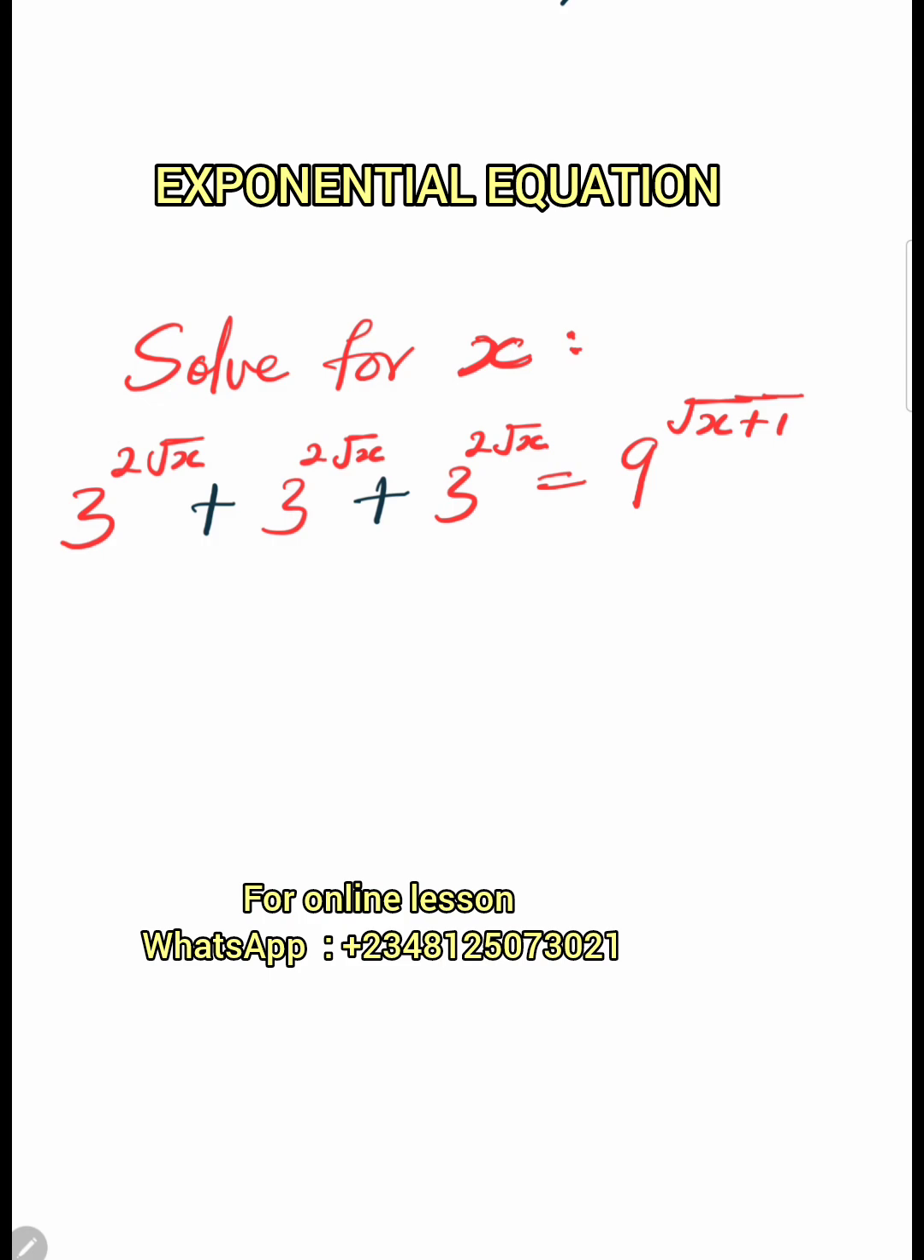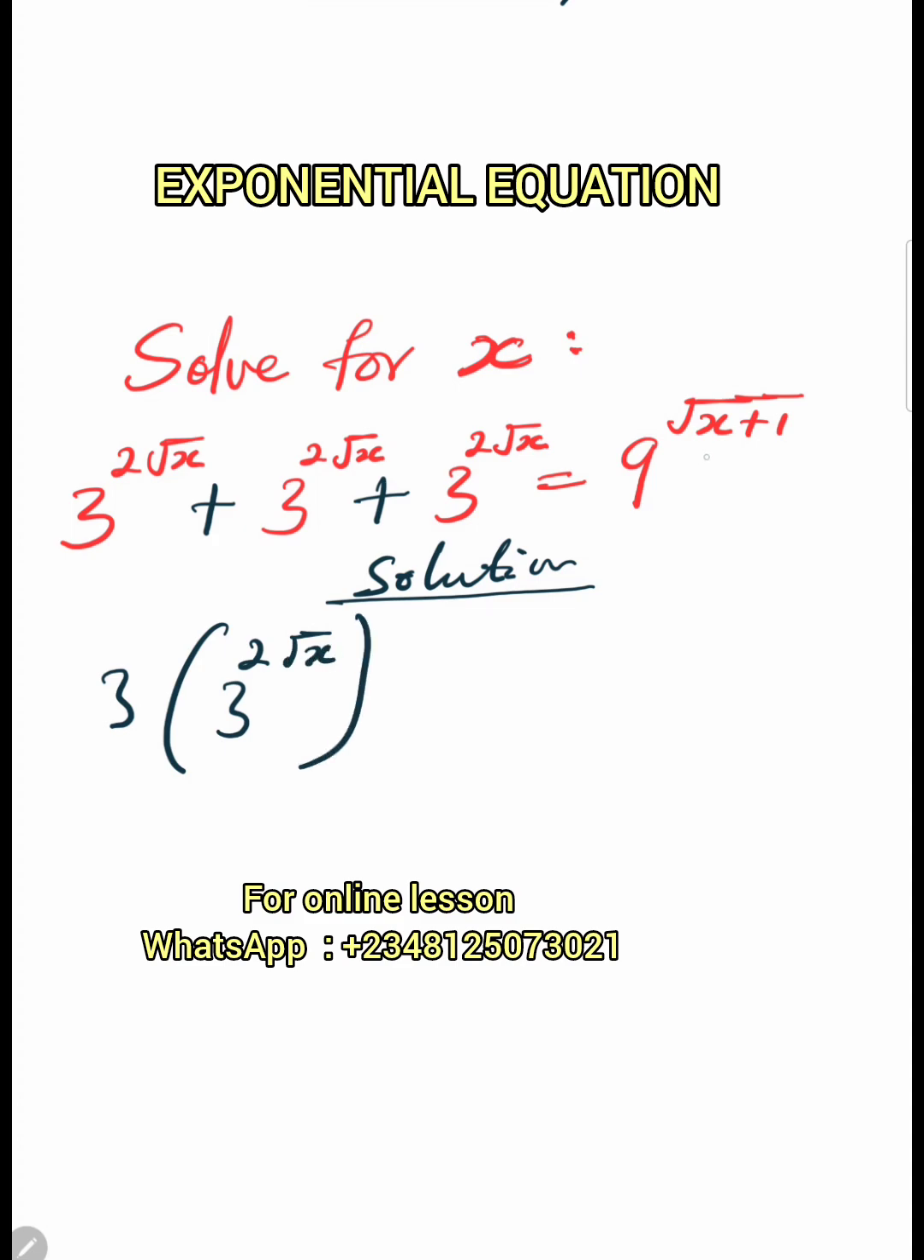Now, since we are having the same base, base 3 here, and the exponent is the same, it makes the job very easy for us. You can either use a substitution or you simply just solve straight ahead. Now let's solve straight ahead, okay? How many times does this term appear? It appears 3 times. So which means 3 multiplying 3 raised to the power 2 root x.